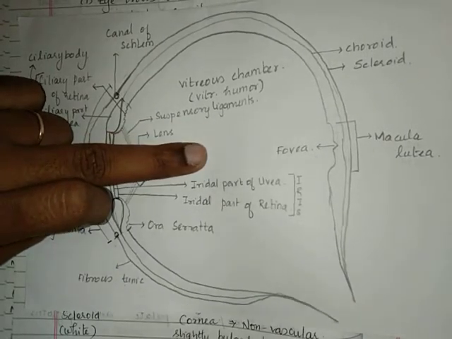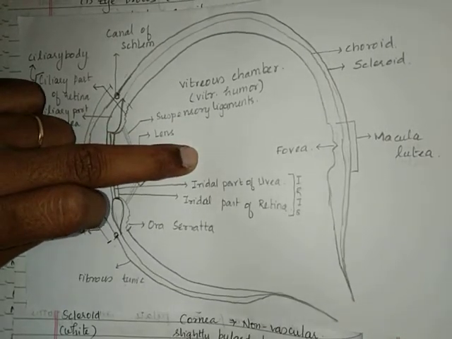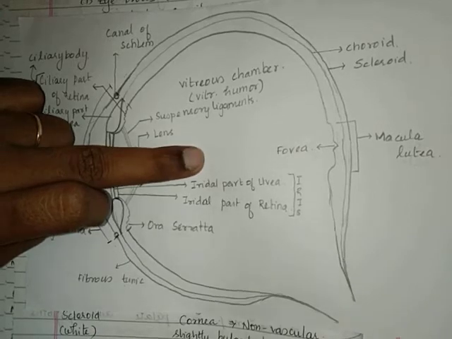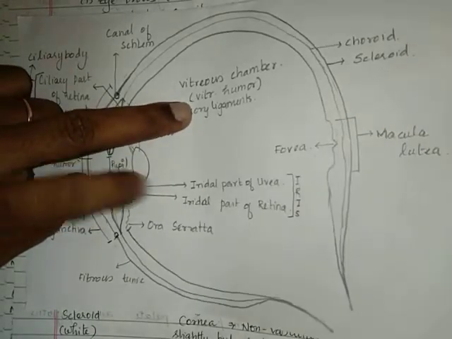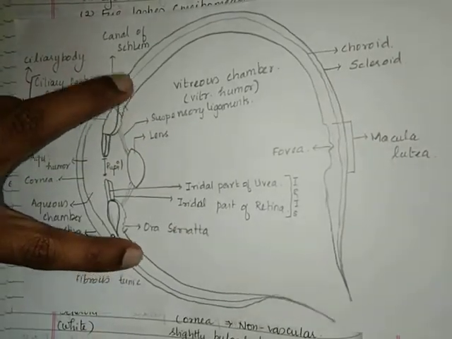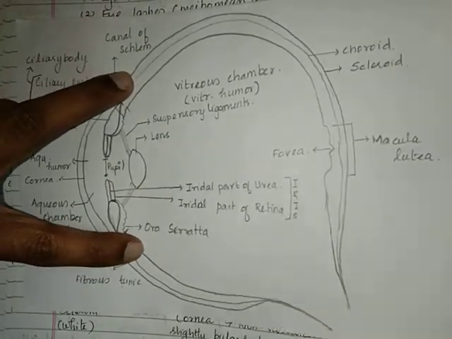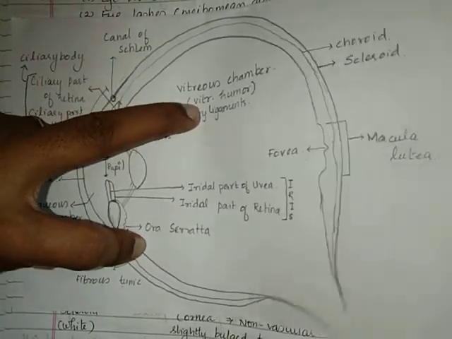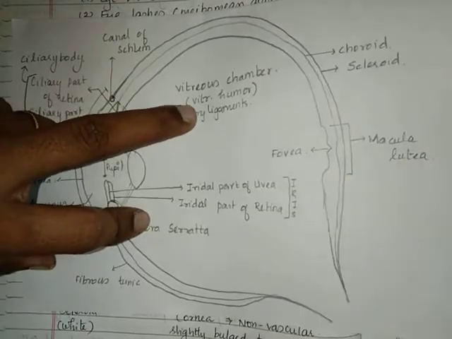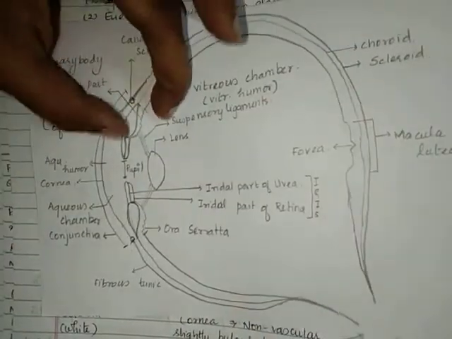It is a fixed quantity, it is always present inside the vitreous chamber, and the function of vitreous humor is that it is going to give shape to the eyeball. The eye maintains its ball shape, the spherical shape, because of vitreous humor, because this is a jelly like substance, whereas aqueous humor is not like that.